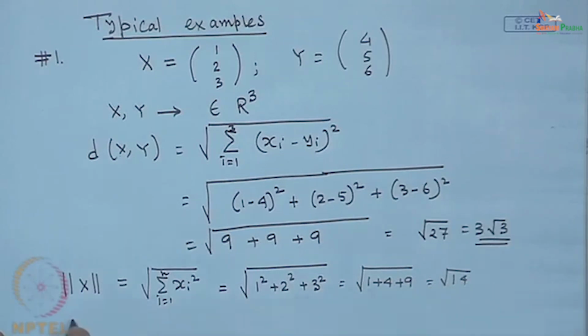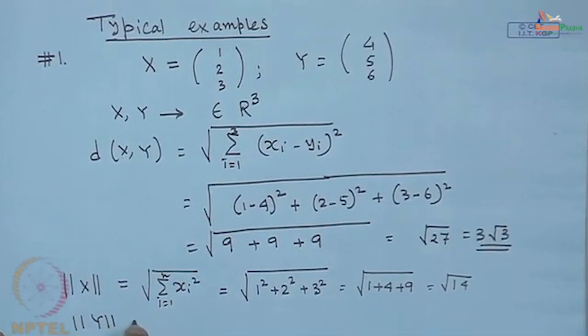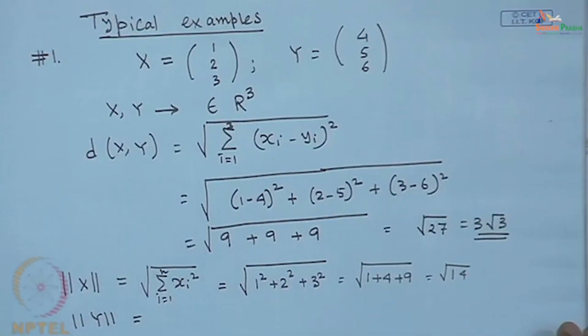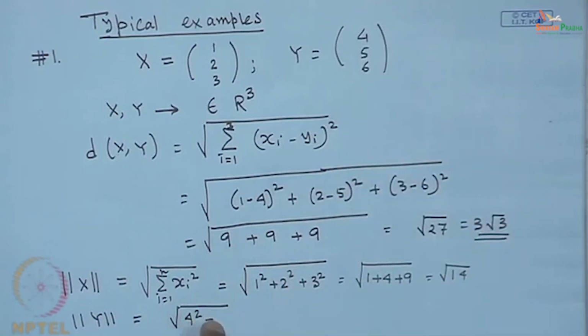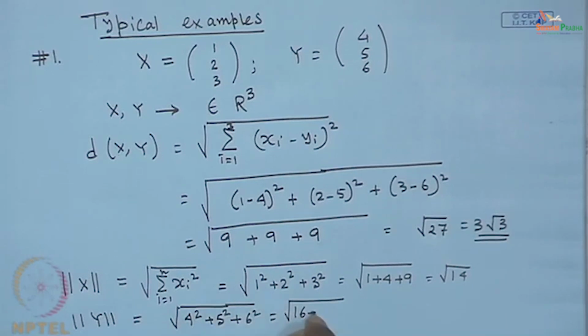Similarly, we can go for the norm of vector y, and this will be 4 squared plus 5 squared plus 6 squared. So, this will be the root of 16 plus 25 plus 36, and 16 plus 25 is 41. So, it will be root 77 units. That will be the norm of y.